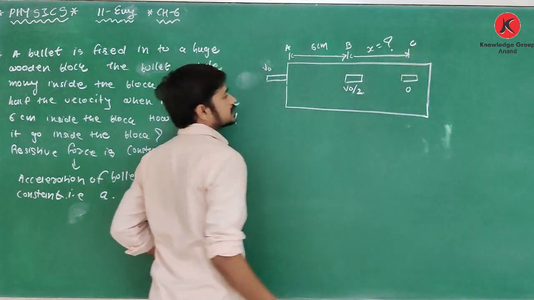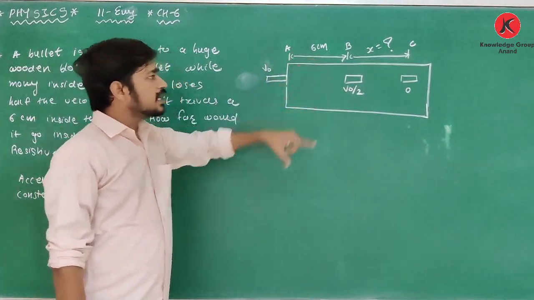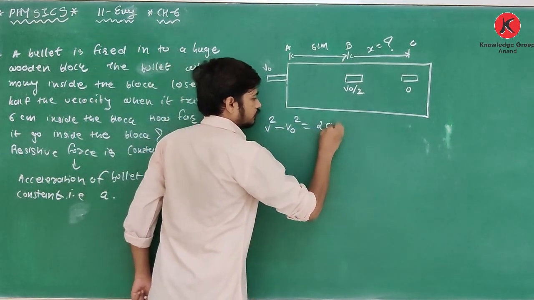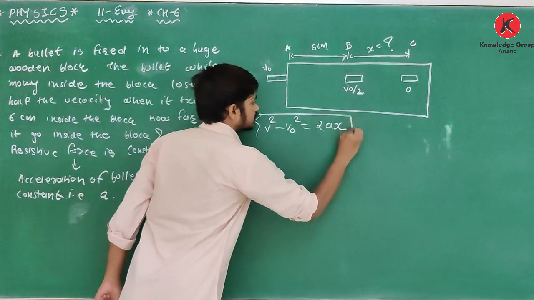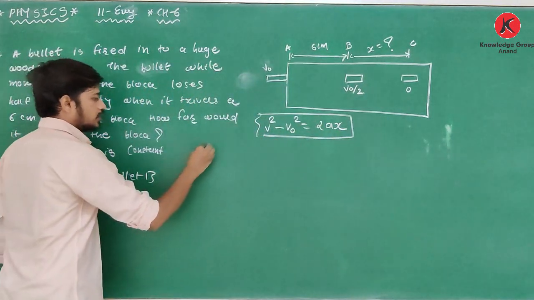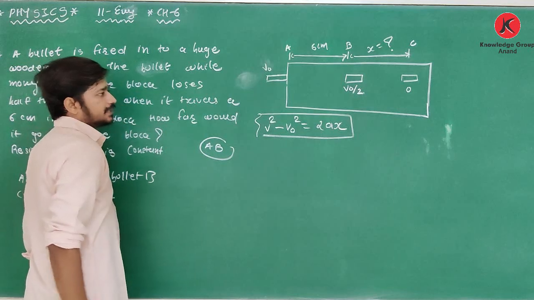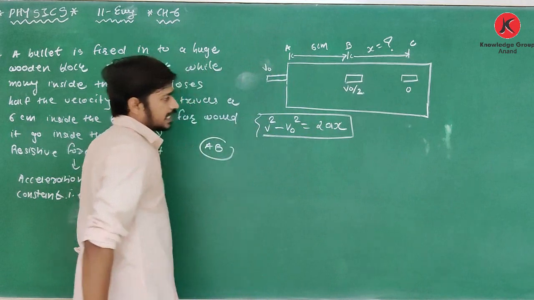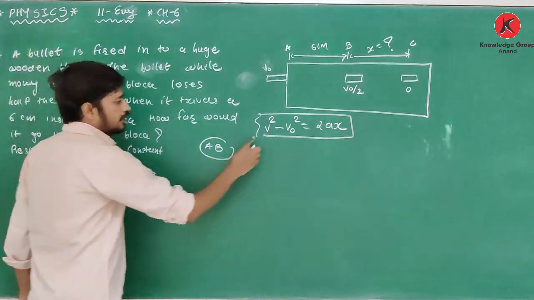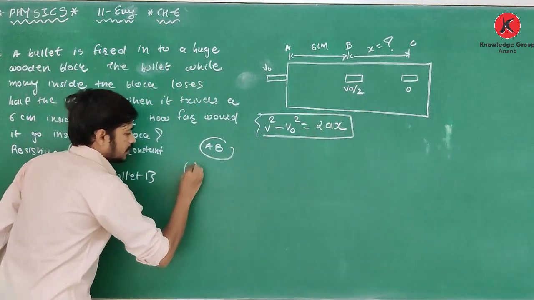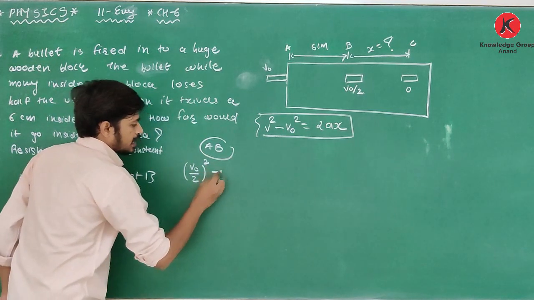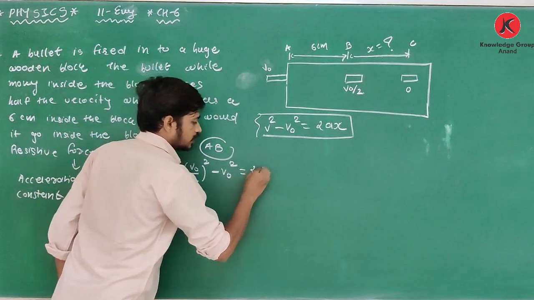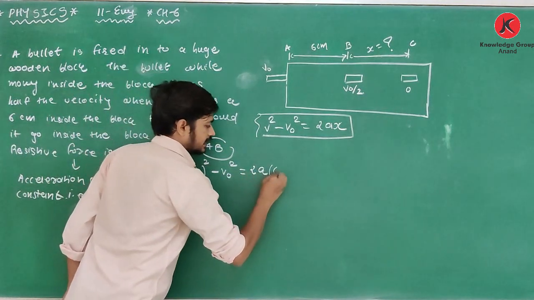Okay, so now for this A, B, and then here it is C. For this part AB and BC, we have to use the same equation, that is v square minus v0 square is equal to 2AX. How to use this equation? For AB, we have initial velocity, final velocity, distance, and acceleration that is constant. So v square means final velocity, here it is (v0 by 2) whole square minus initial velocity v0 square is equal to 2, A, and X here it is 6.